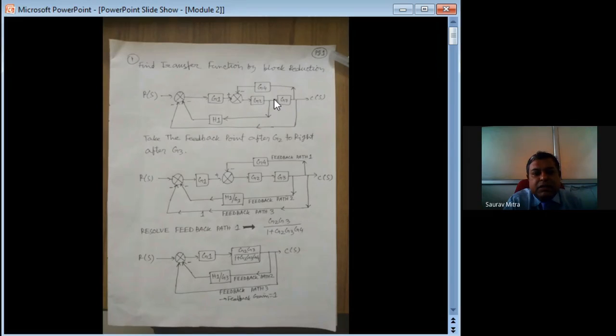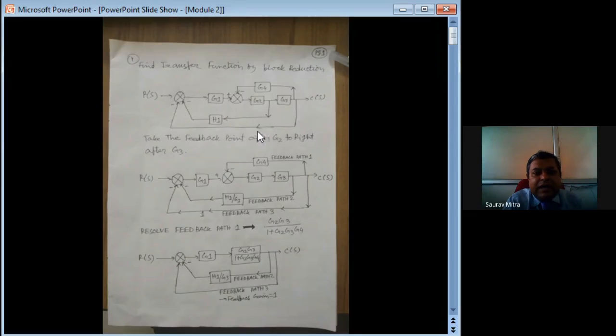So G1, G2, G3, they are forward gains. Okay, and feedback gains are given by G4. So generally feedback gain is given by H, but here it's given by G4, does not matter, it's just a name. And here it is H1, and this is another feedback path.